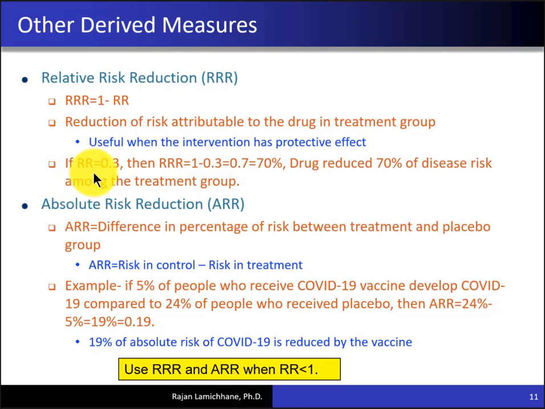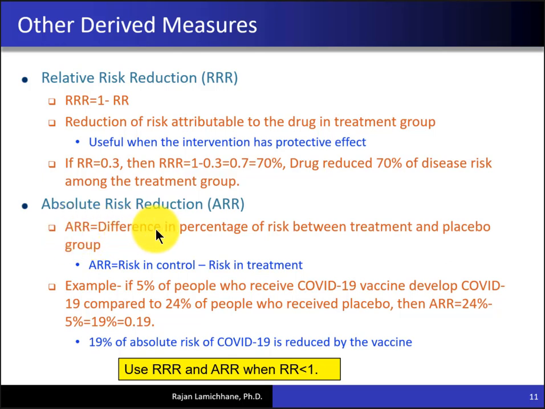Now here is an example. If the relative risk is 0.3, then the relative risk reduction is 70%, meaning the drug reduces 70% of disease risk among the treatment group. That's how we interpret this. And another derived measure is absolute risk reduction, and this is useful when relative risk is less than 1.